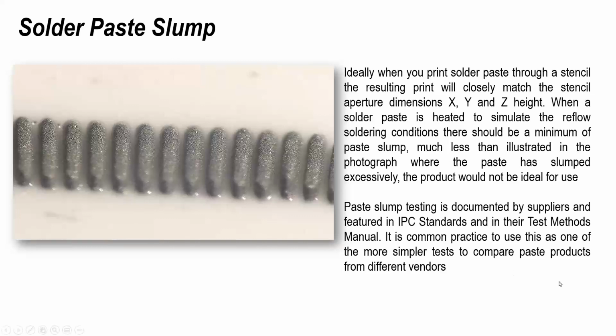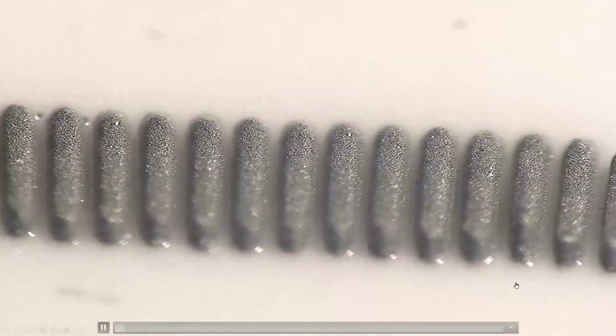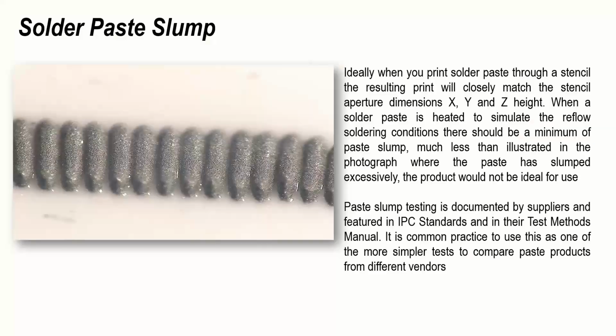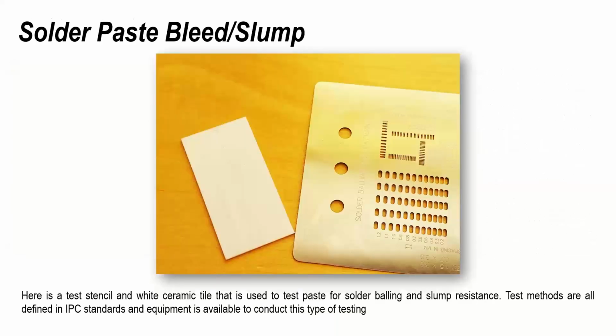So this is just a quick example of a video clip showing slumping. And what you're looking at is the paste slumping as part of that reflow process.